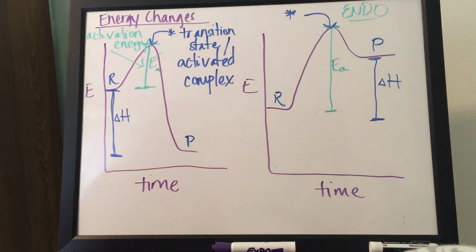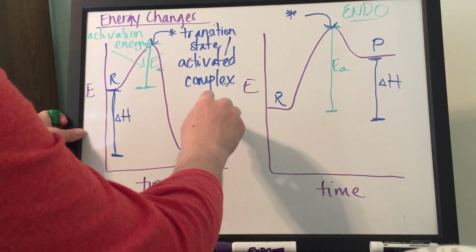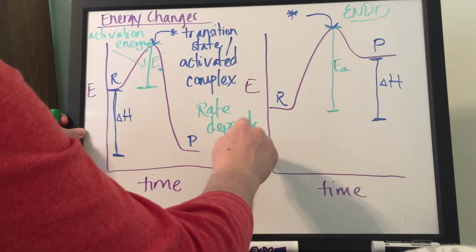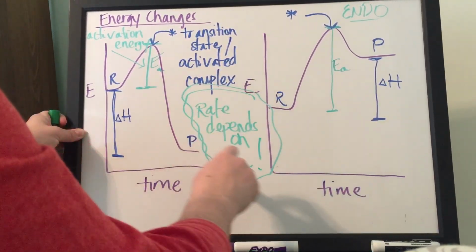Okay, so it has nothing to do with delta H. Absolutely nothing to do with delta H. So rate depends on activation energy. Write that down and put an exclamation point because it's very important.